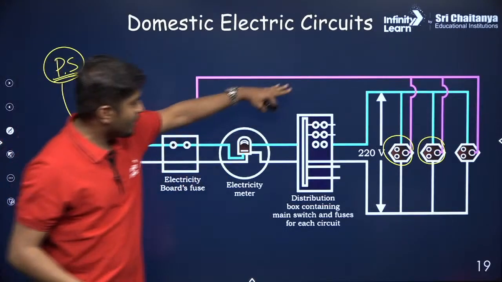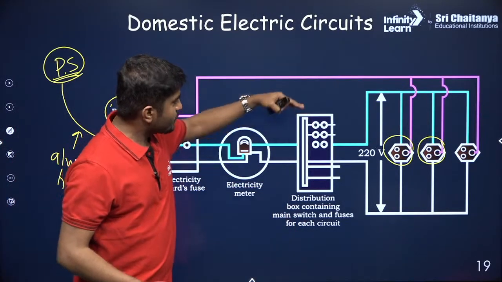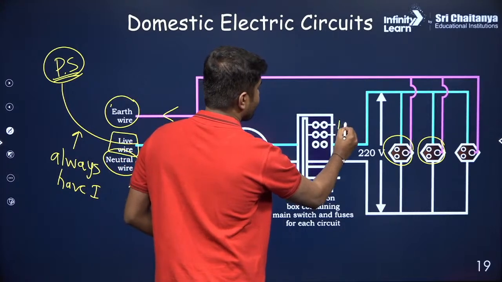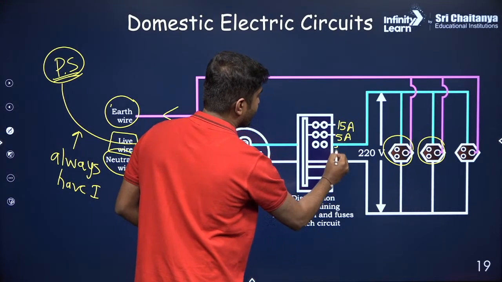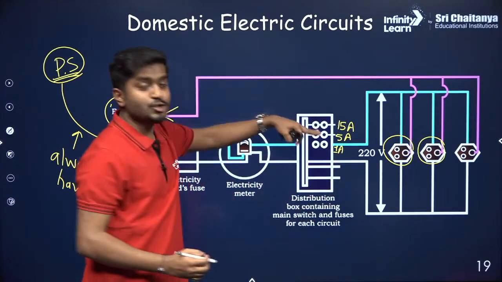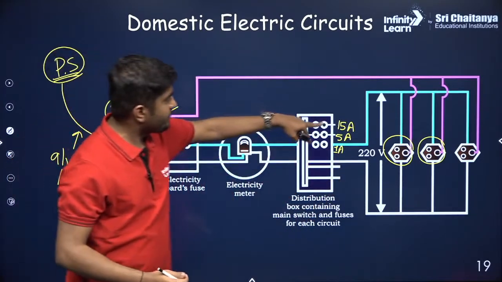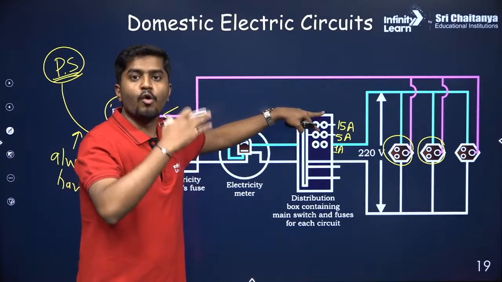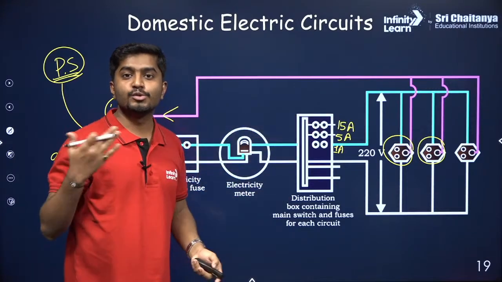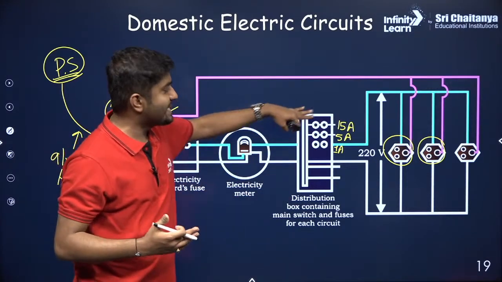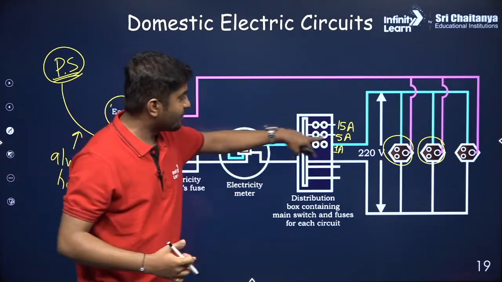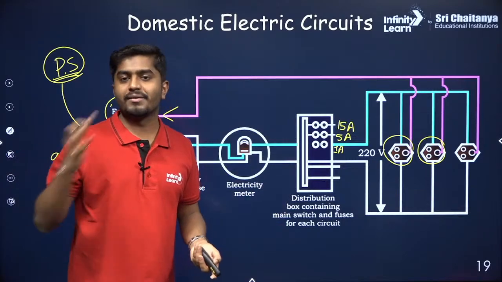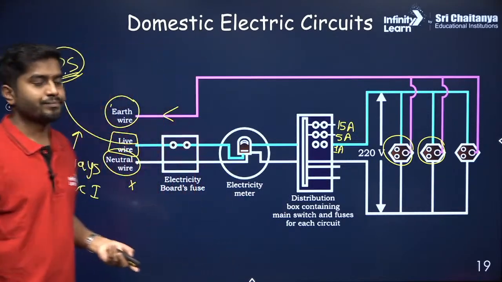So in this distribution board, let's suppose this one is 15 ampere, this one is 5 ampere, and this one is 1 ampere. The 15 ampere line will go only to the devices which use a lot of current, for example AC or heater. The 5 ampere line will go to medium size devices, and 1 ampere to very low current devices like a small bulb. Okay.